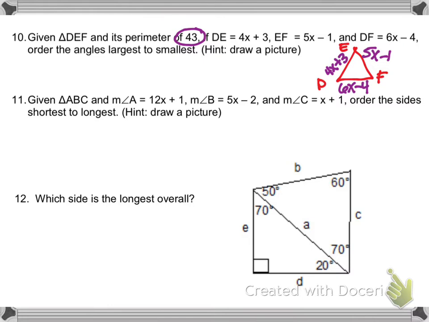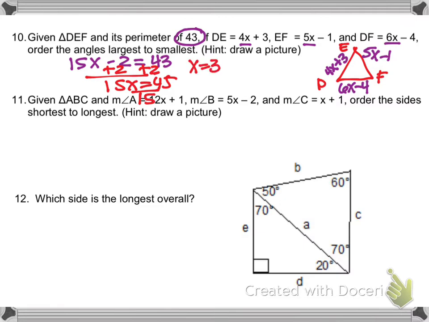So I'm going to do 6x and 5x and 4x. So that would be 15x's. And then 3 minus 1 minus 4, that would be minus 2. Sorry, I'm just double checking that number. Yeah, 15x minus 2, and that's going to all equal 43. So I'm just going to solve this. So add the 2 over. So 15x equals 45, and if you divide by 15, x would be 3.